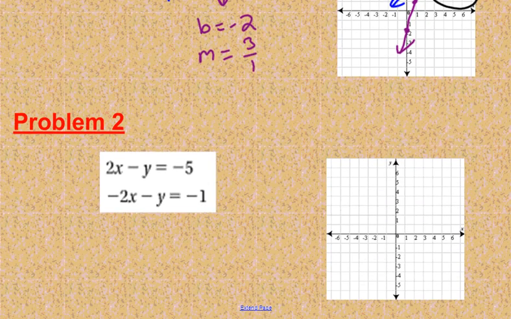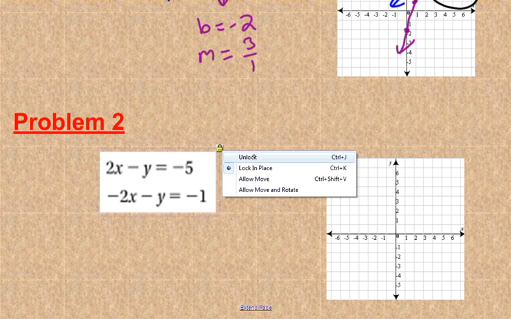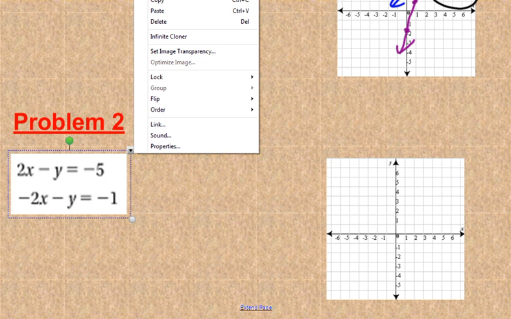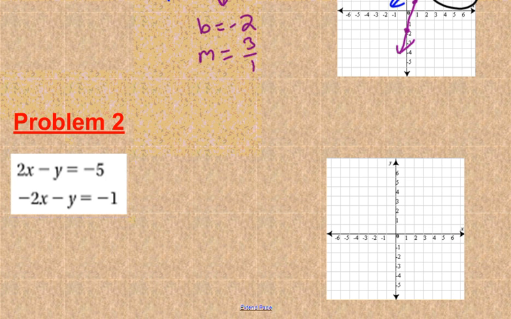Let's look at problem number 2. Let's grab this one. Uh-oh, something's wrong with this one. They are not currently both in slope-intercept form. Or actually, neither of them are. So that stinks, because we have to do some work with them. All right, so let's take them and put them into slope-intercept form.